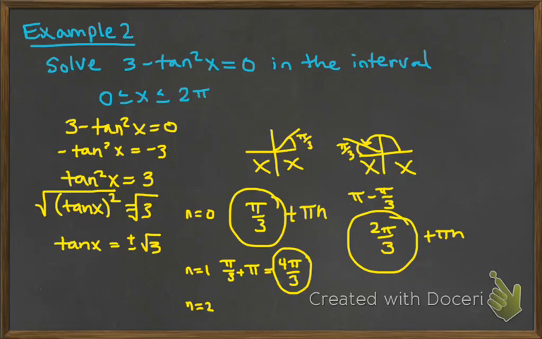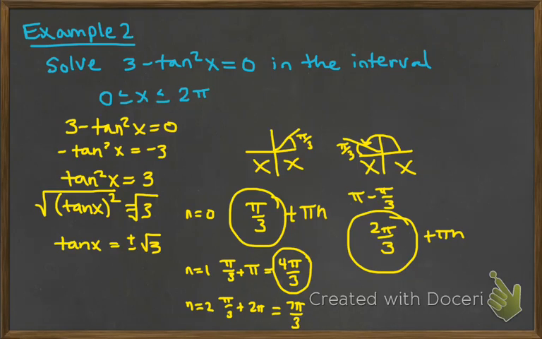So n equaling 2 would be the next thing I need to do. So pi over 3 plus, then I would add pi times 2, or 2 pi. Find a common denominator, which makes that 2 pi into 6 pi over 3. 6 pi's plus 1 more pi is 7 pi over 3.